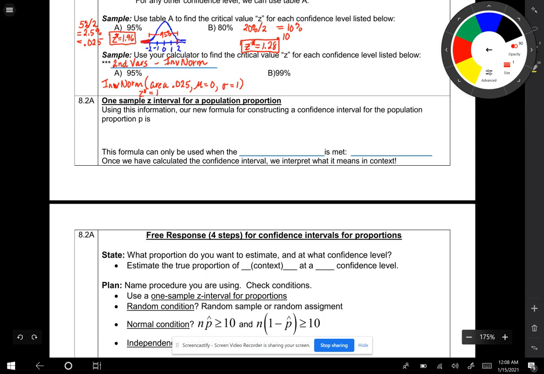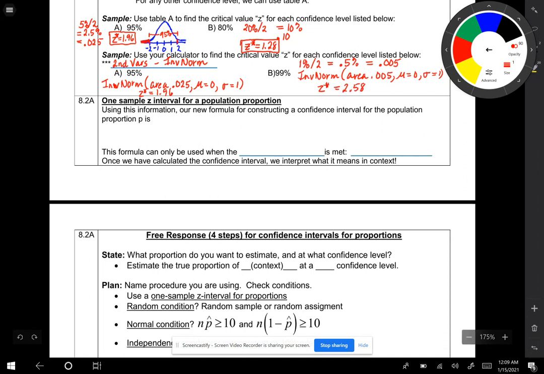Okay, and for this one, take the remaining 1% divided by 2, and you get 0.5%. And as a decimal, be really careful. Move the decimal point over 2 places to the left. Some of you make mistakes on your decimals, and you just can't make those. And so you would have inverse norm. Your area is 0.005, mean is 0, standard deviation is 1, and your z-star for a 99% confidence level is going to be 2.58.